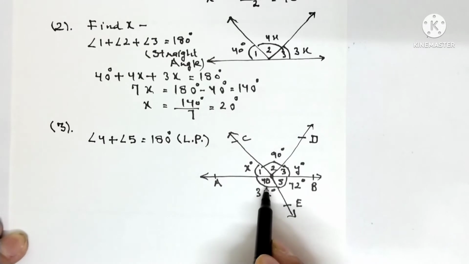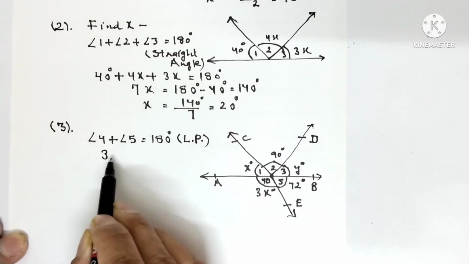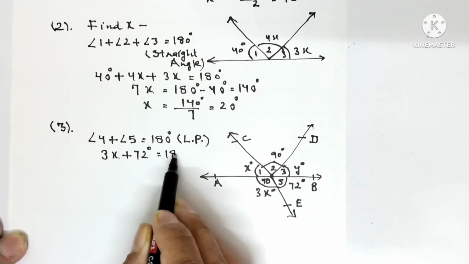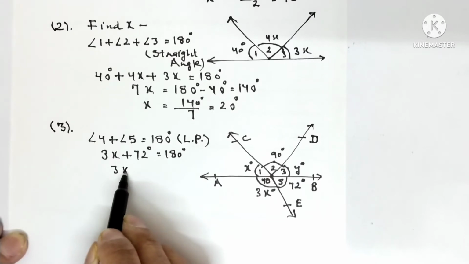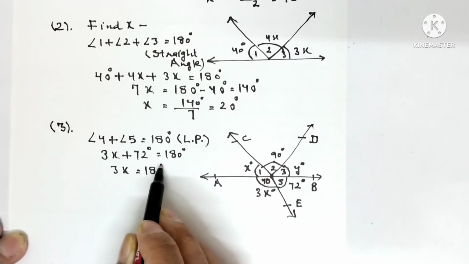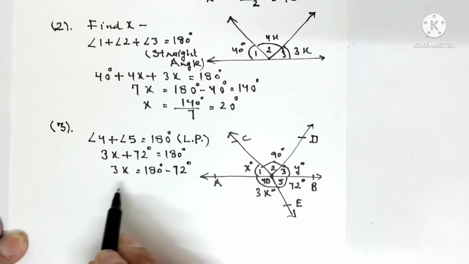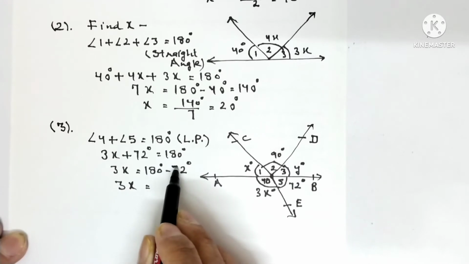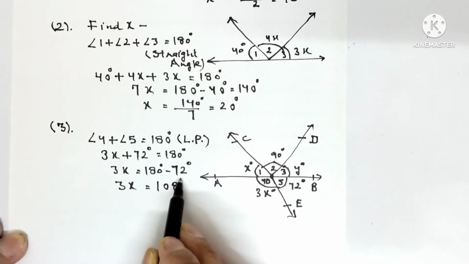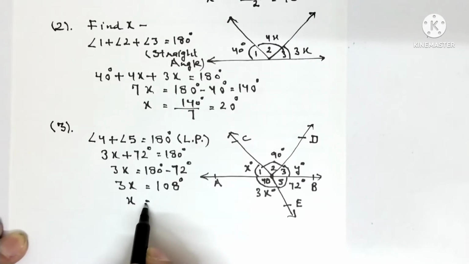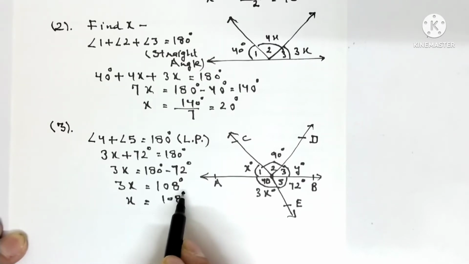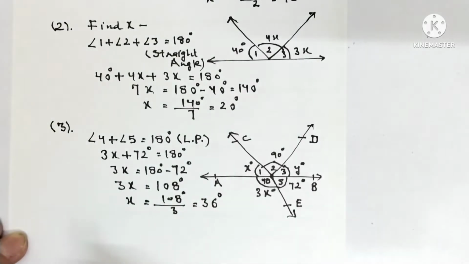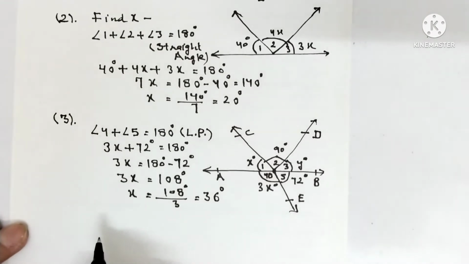So this angle 4 is 3x degree. So 3x I have written plus 72 degree is equal to 180 degree. From here 3x will be equal to 180 degree minus 72 degree. So 3x is equal to 108 degree. So x will be equal to 108 degree upon 3. 3 3s are 9, 1 3 6 are 18. So I have got 36 degree.